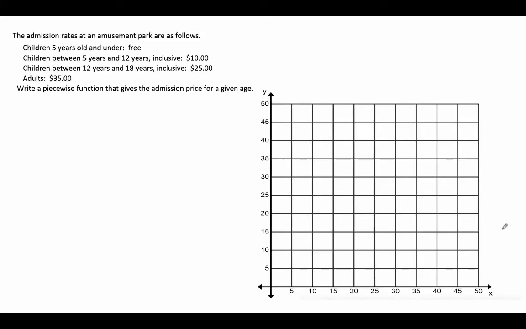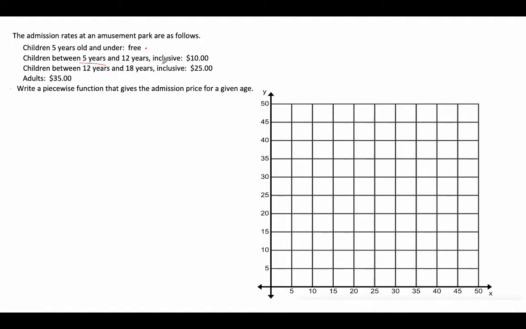Oh, we got a word problem. Words in math class. Whatever are we going to do? Children under 5 cost no money. That's going to be very, very important. Children between 5 and 12 cost $10. Children between 12 and 18 cost $25. And then adults are $35.